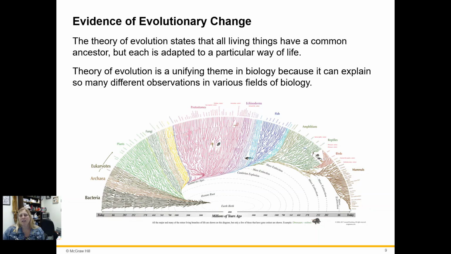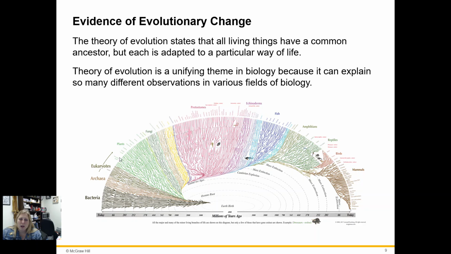We understand as scientists, as biologists, that there was a common ancestor. All living things had a common ancestor that then adapted to living in different ways of life. I really like this tree because it shows us the different domains. We have bacteria and archaea, which are going to be our prokaryotic organisms, and every branch that ends is a branch that's gone extinct. Okay.